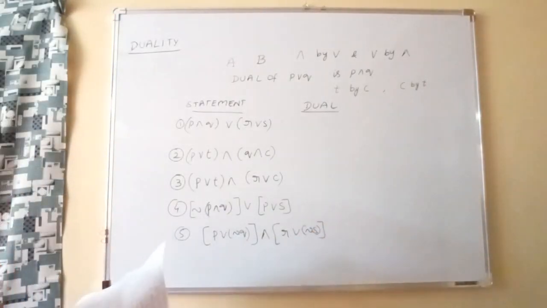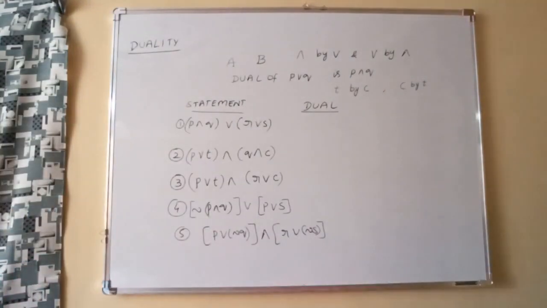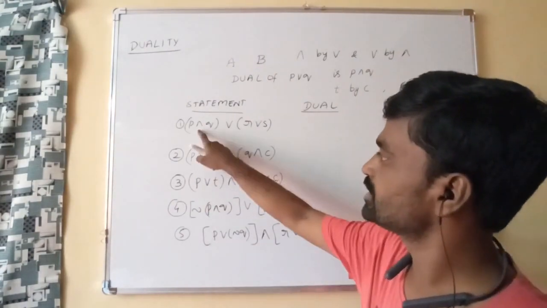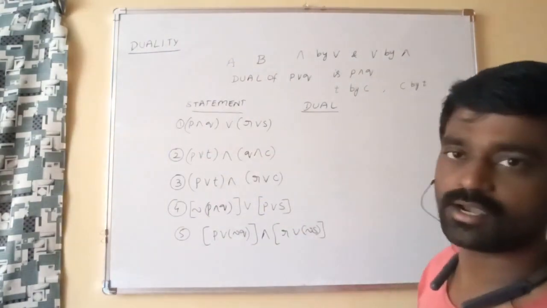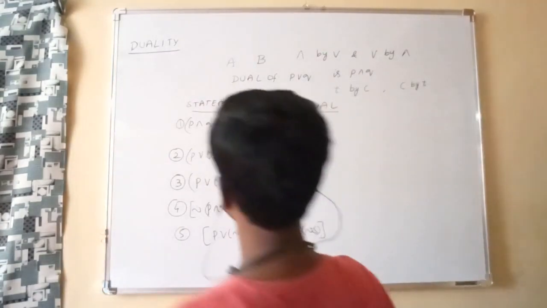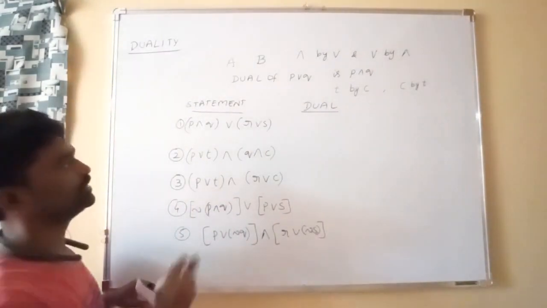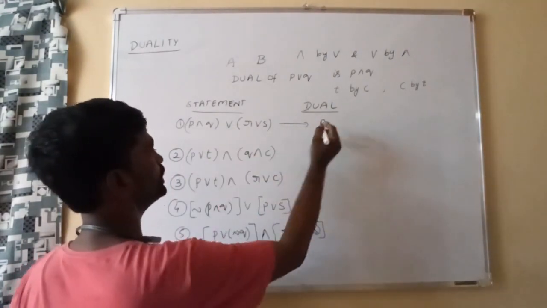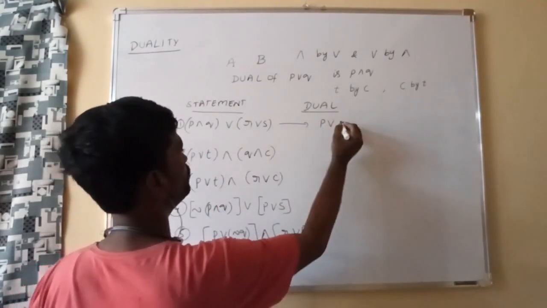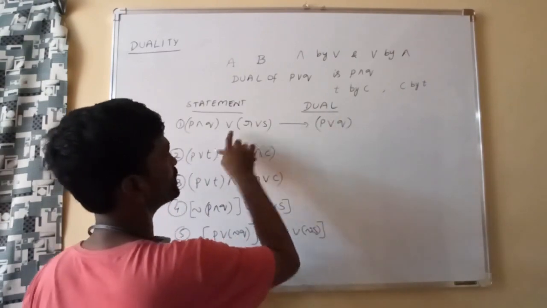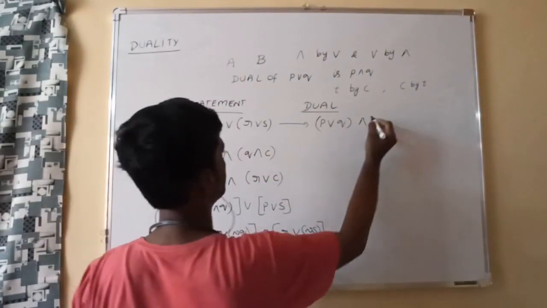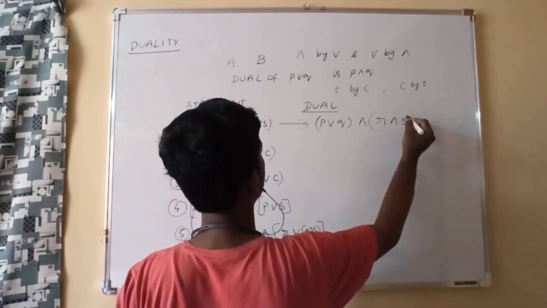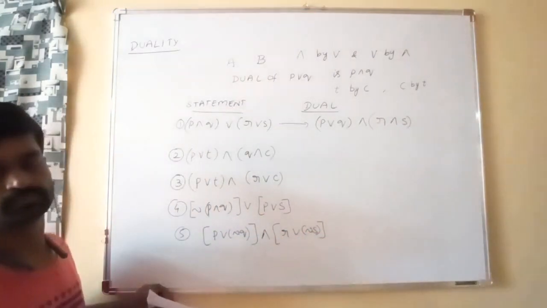So for these statements, how to find the dual? Just replace the and symbol by the or symbol and the or symbol by the and symbol. So what is the dual of the first statement? P and becomes or Q, this or becomes and, next to that this or symbol becomes and symbol S. So that was the dual.